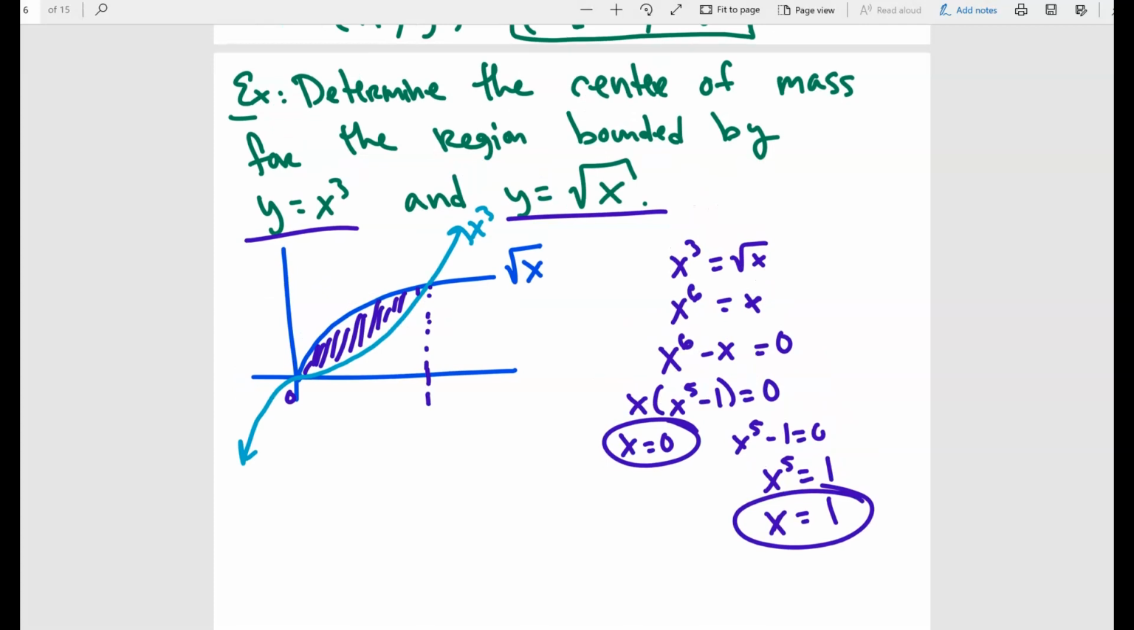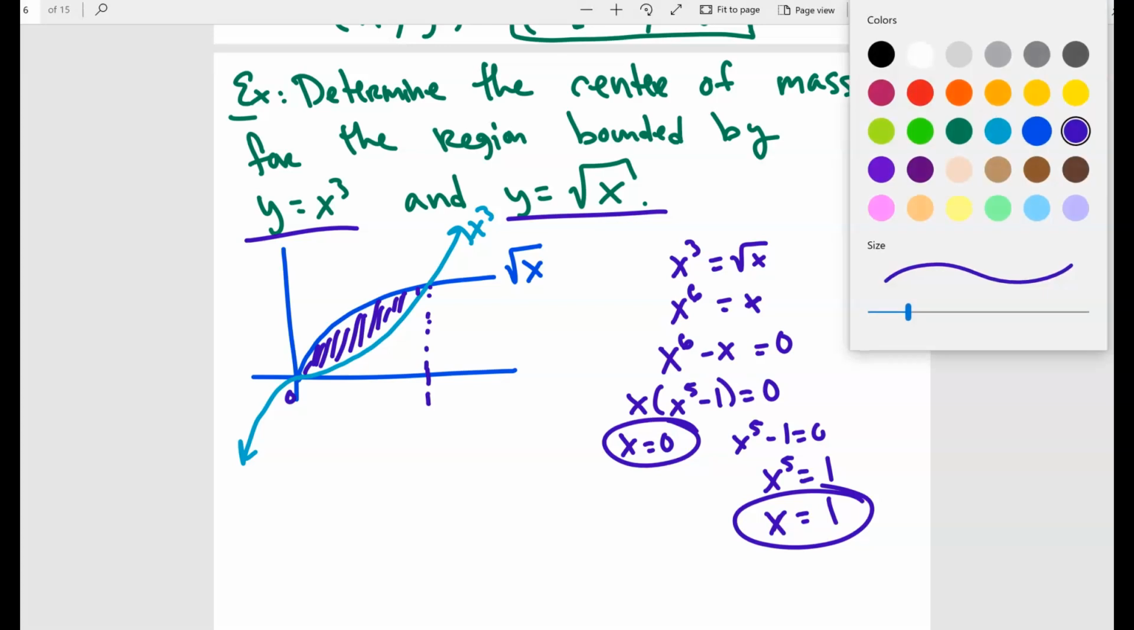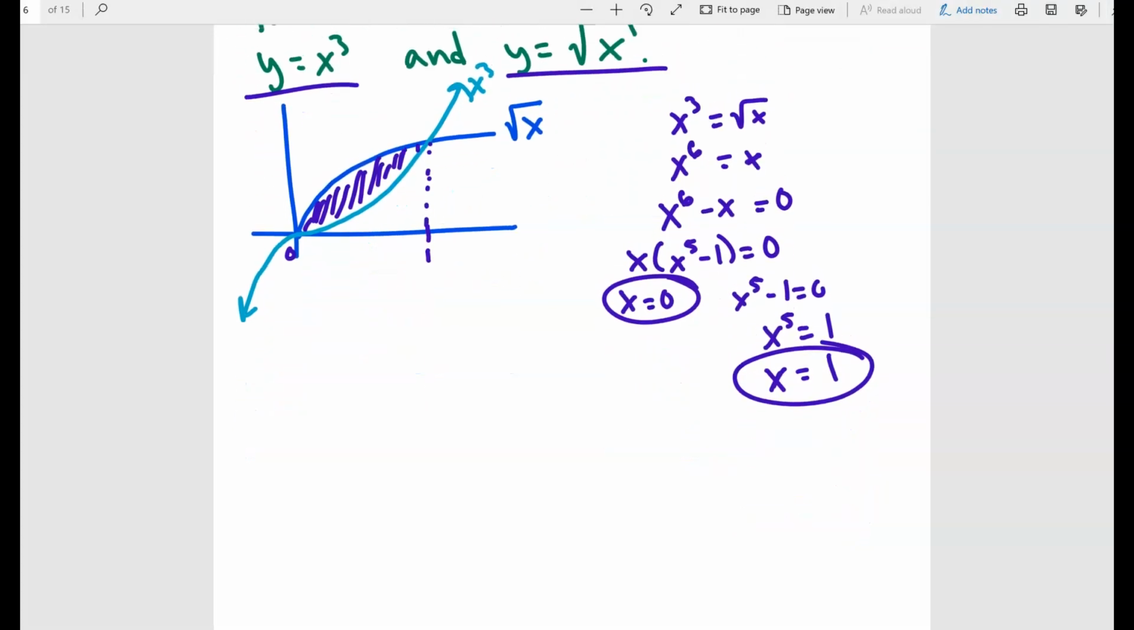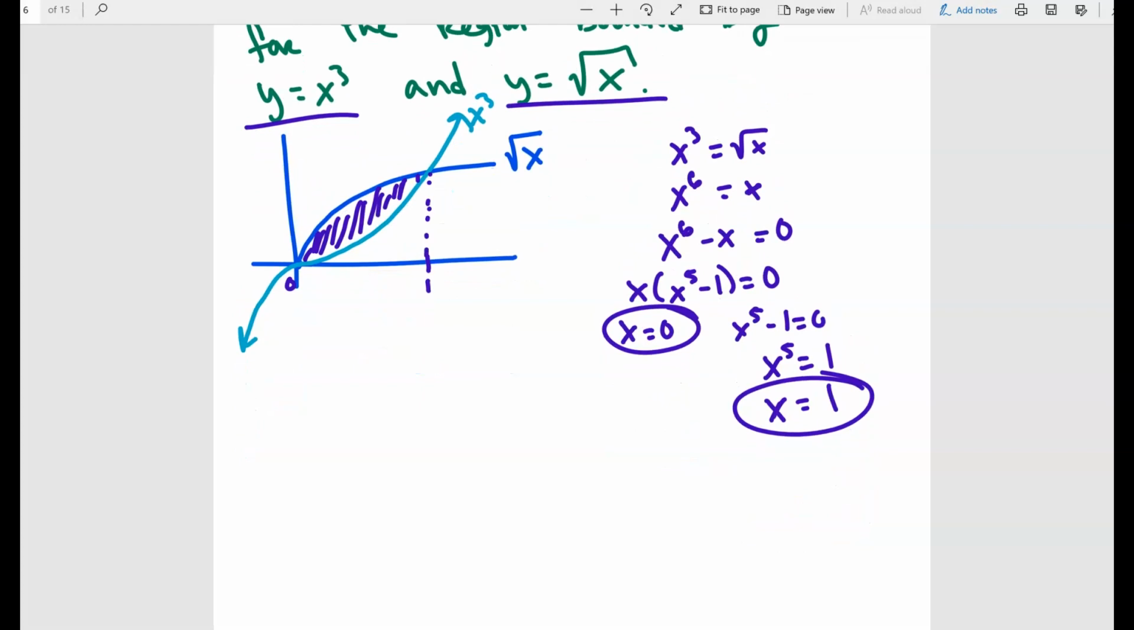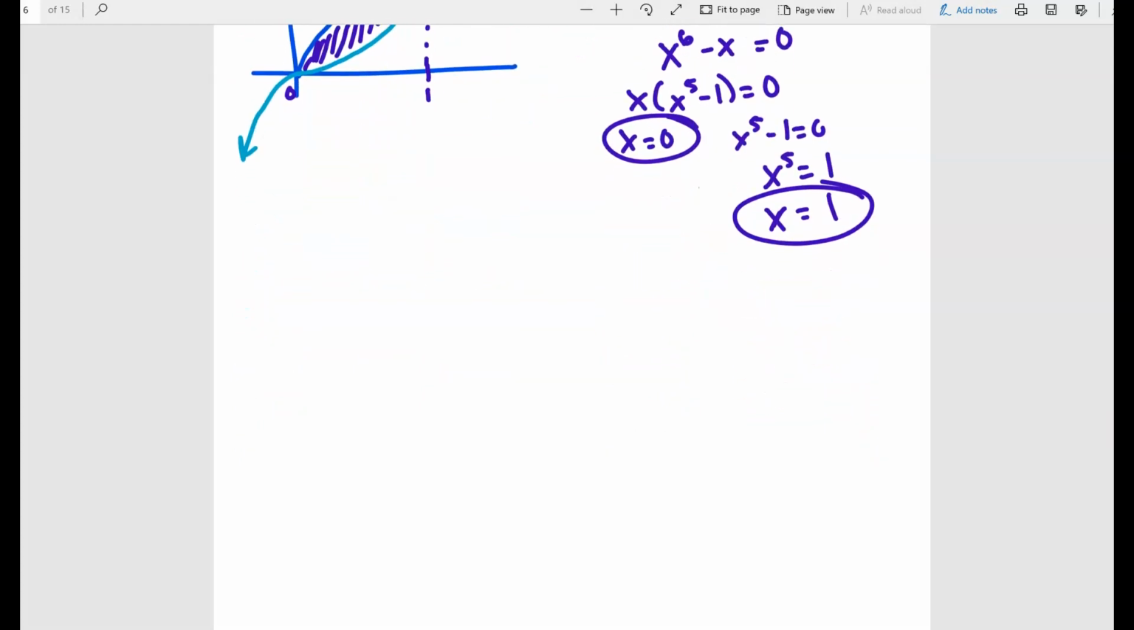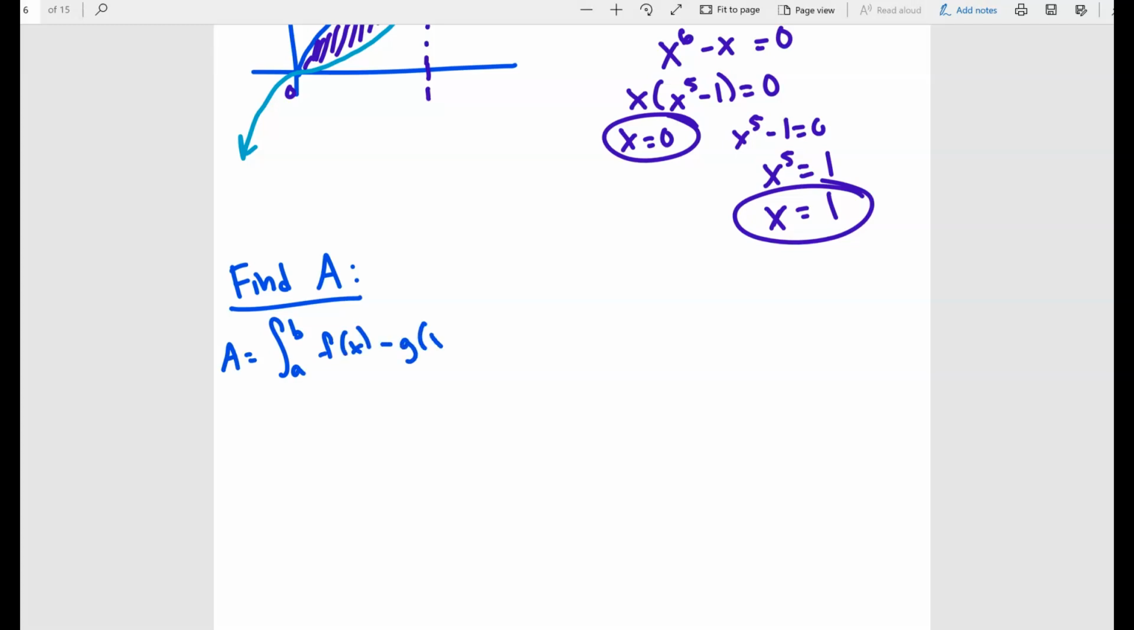Okay, so now once we have that, we have our limits of integration. We want to find our center of mass. Like I said before, the first thing that I'd like to do is find the area first, bounded by these graphs. So let's first find the area, find A. So the area is just going to be A equals the integral from a to b of f of x minus g of x dx.